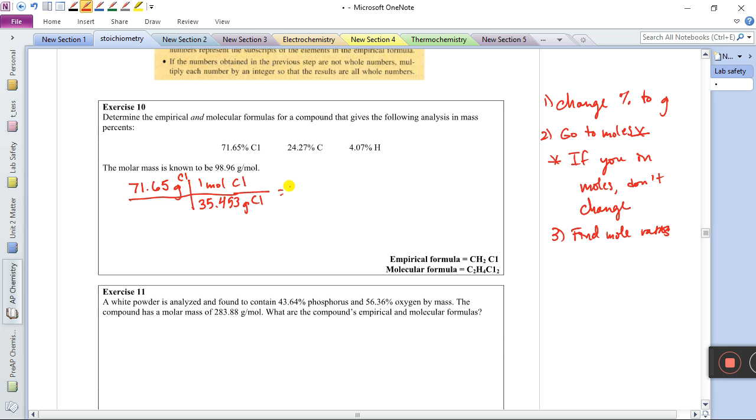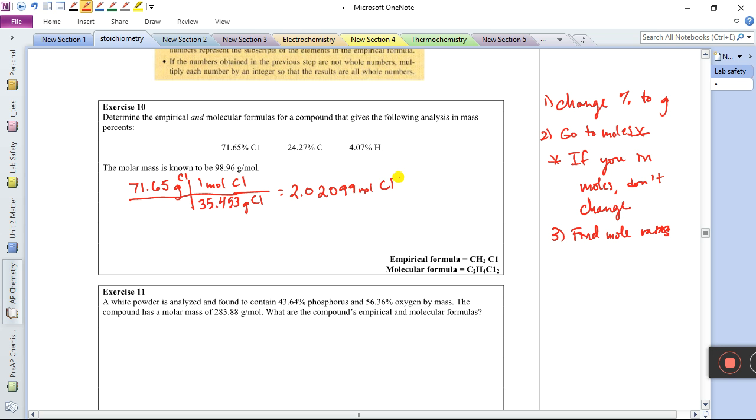So divide and give me at least 4 decimal places. Yes, go get a calculator if you need a calculator. 2.020. 2.02. Well, 2.021. Okay. Well, I told you to give me 4 decimal places, not 4 significant figures. Okay. Well, we'll do 99 then. And so this is moles of Cl.